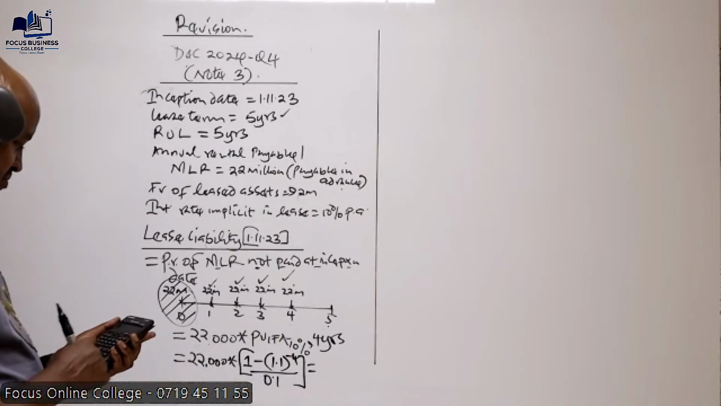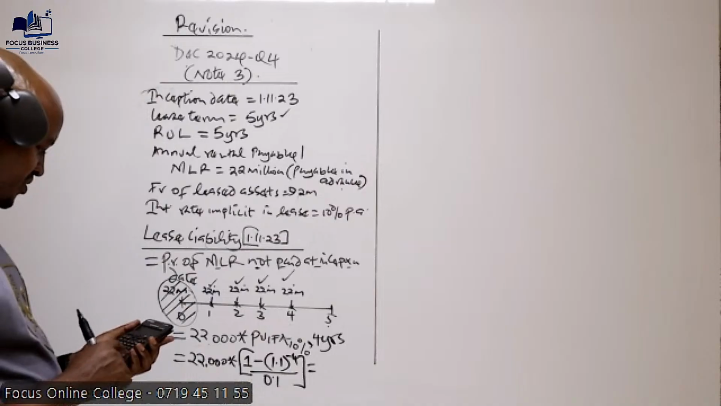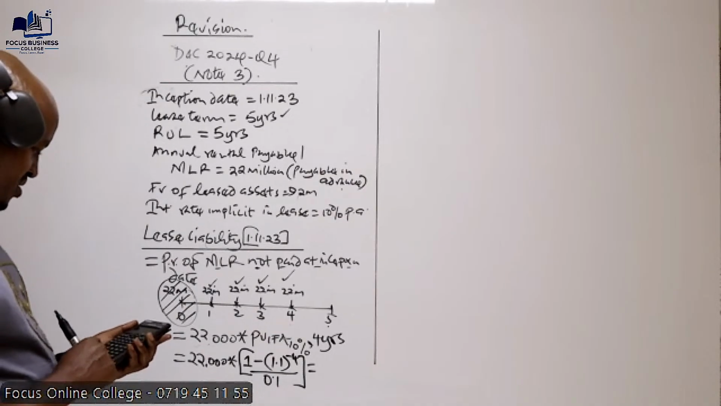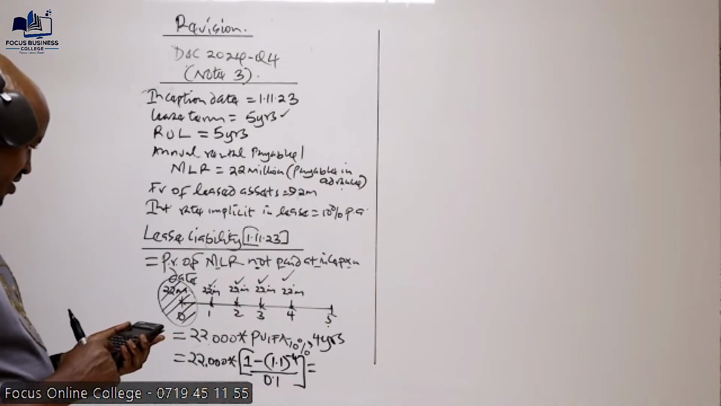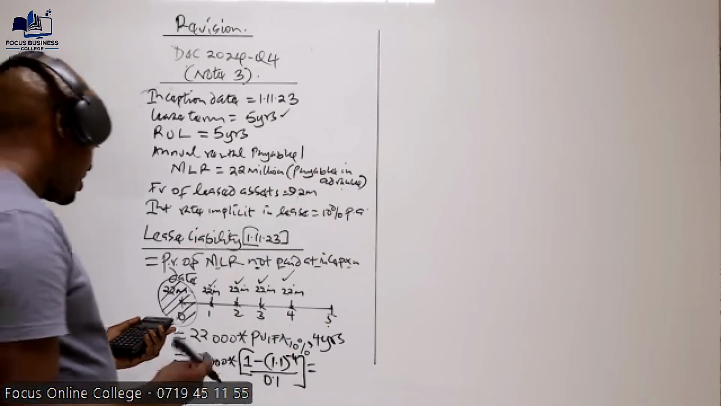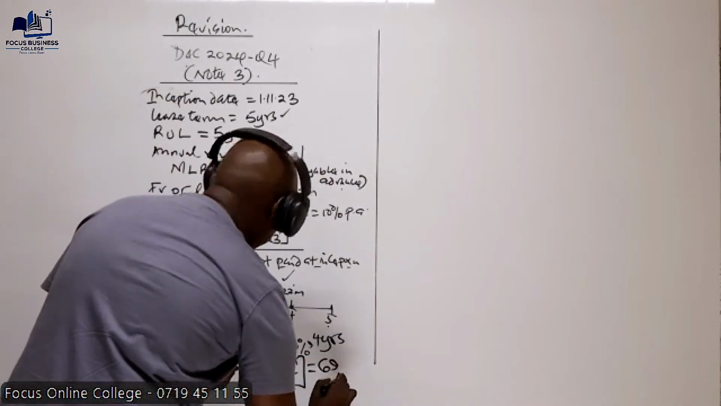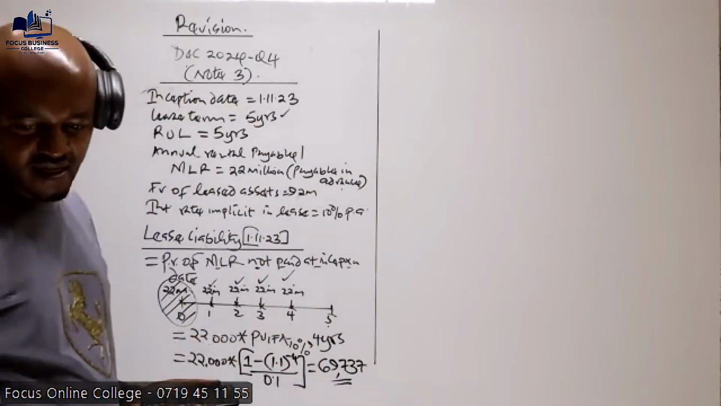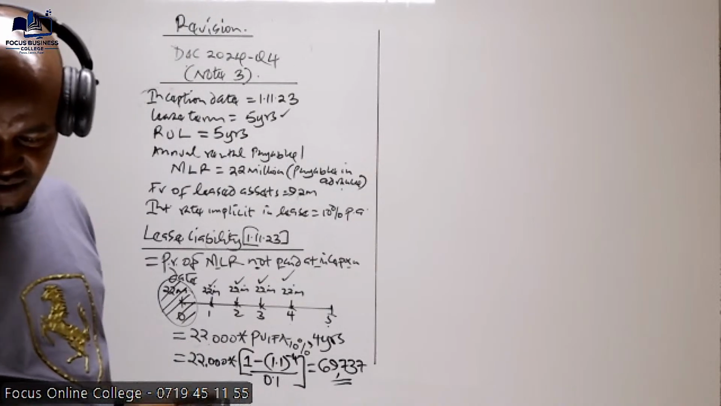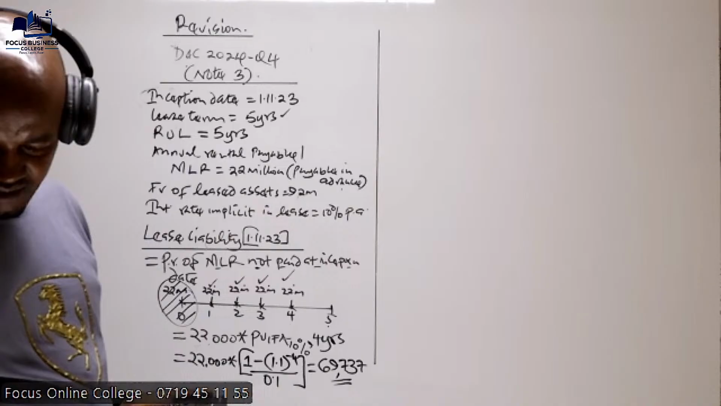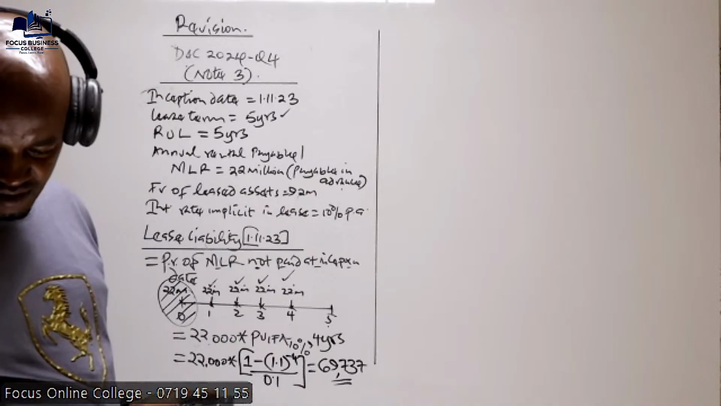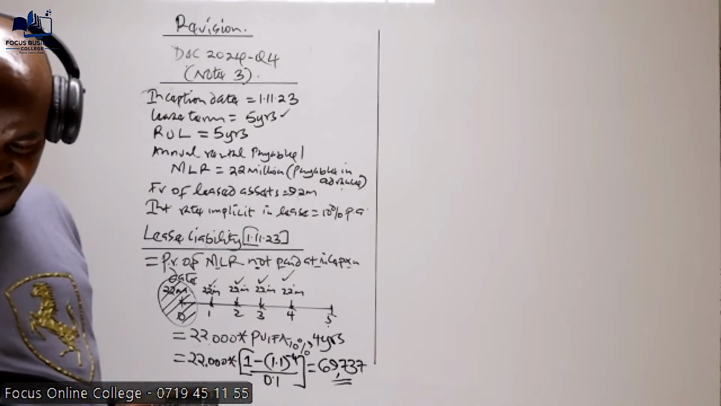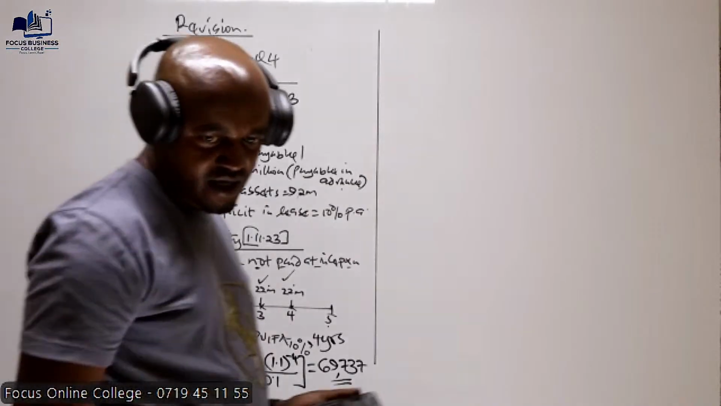So we have 1.1. Let's work out this, raised to power negative 4. 1 minus answer, divided by 0.1, times 22,000. And in this case, I'm getting 69,737. That is basically the amount I'm getting there. Is that what you're equally getting? We try to hurry because of time. Is that what you are getting?